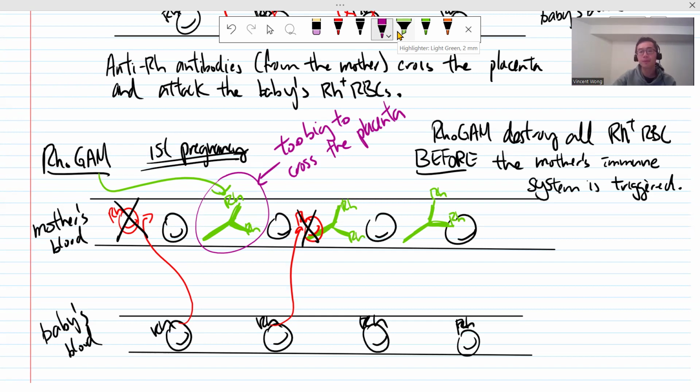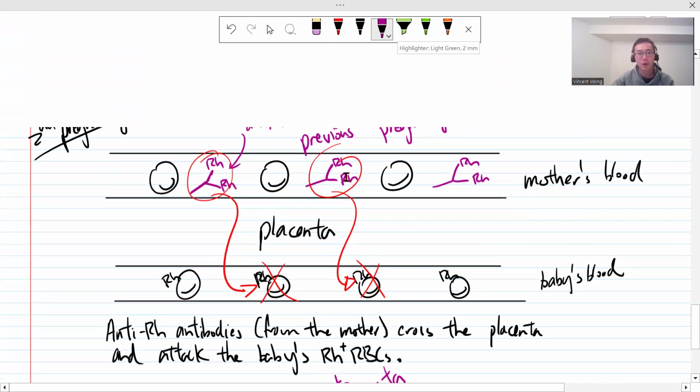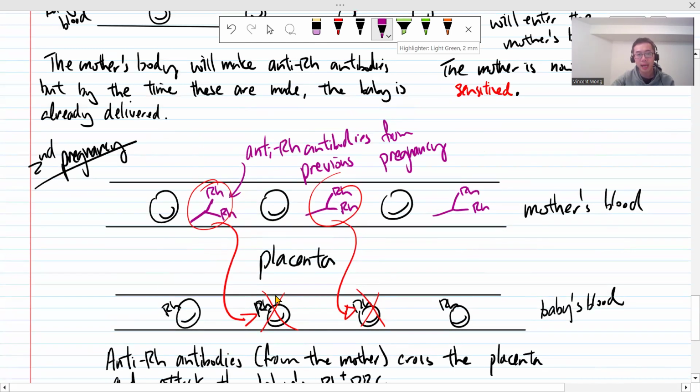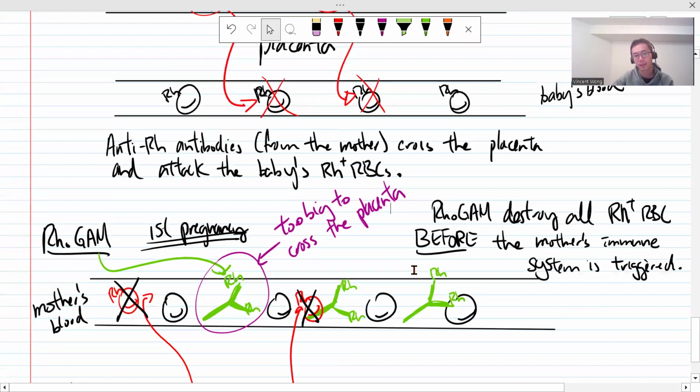So RhoGAM prevents sensitization. It does not cure it. If it already happened, giving RhoGAM is not going to solve the problem. It's not going to reverse the problem. RhoGAM can only be given to people who haven't been sensitized, and it will prevent it from happening.